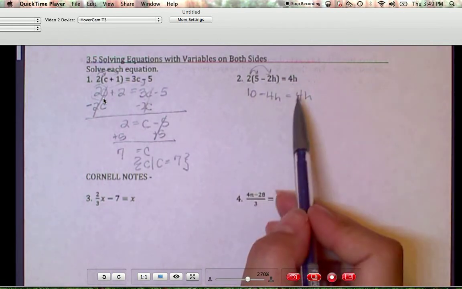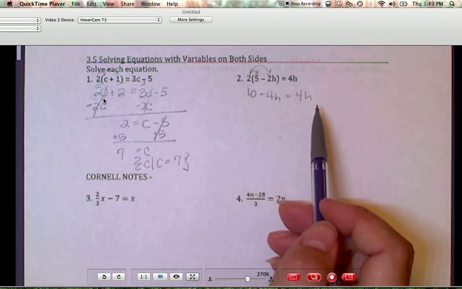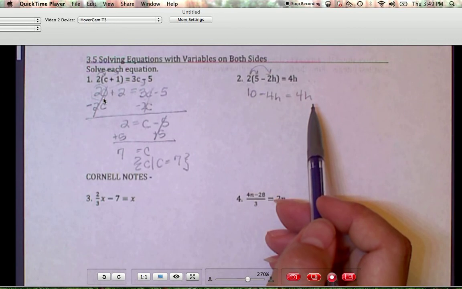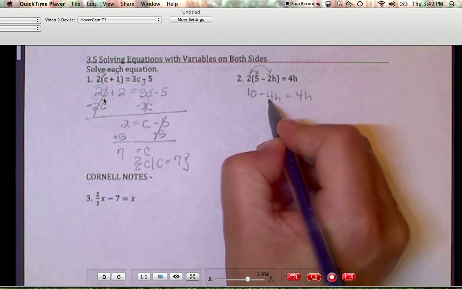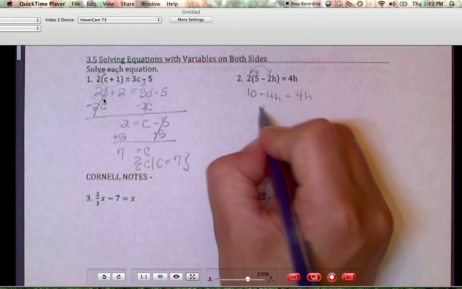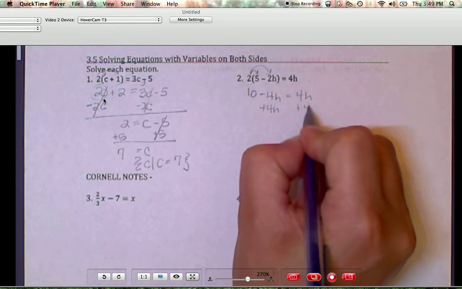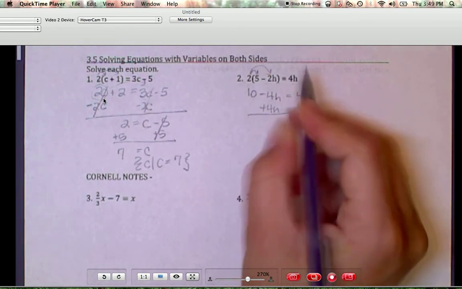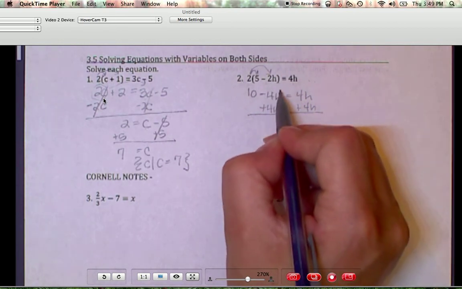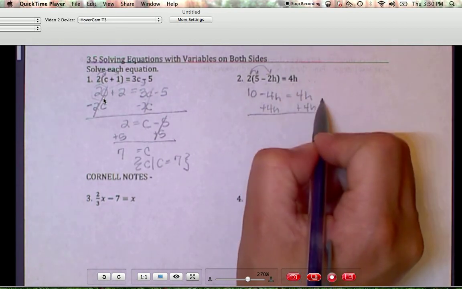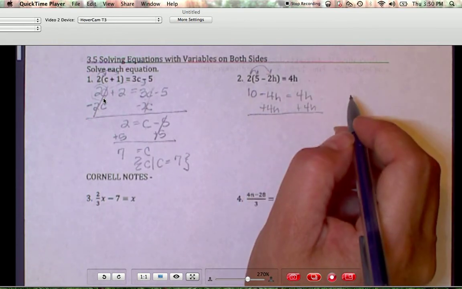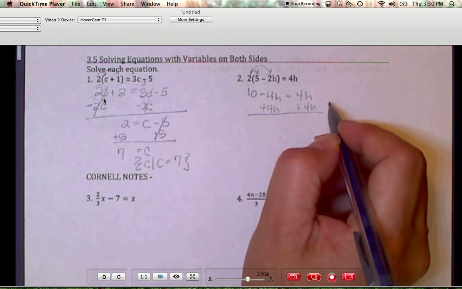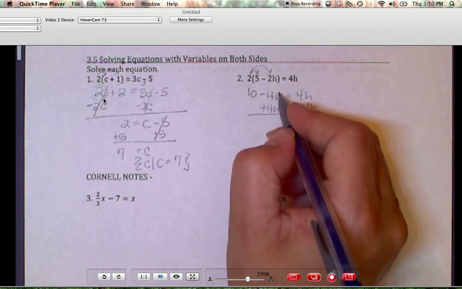Now we've got variables on both sides, so you want to ask yourself which one is the smaller of the two variables. This negative 4h is going to be the smaller one, so we want to undo it by adding 4h to both sides. We're not going to divide by 4. We want to take this whole term and move it over. There's no division going on when we're collecting all the variables on one side. You're either adding a term or subtracting a term. So this will drop out.